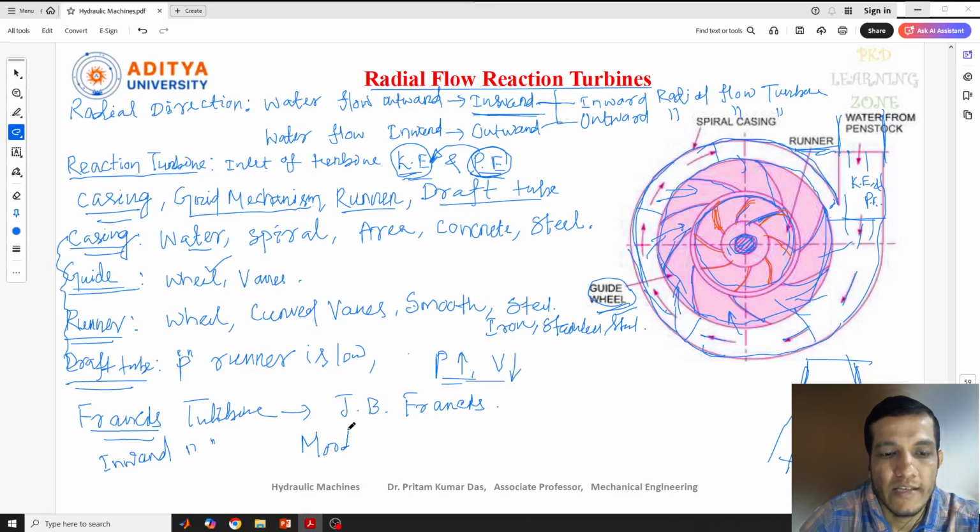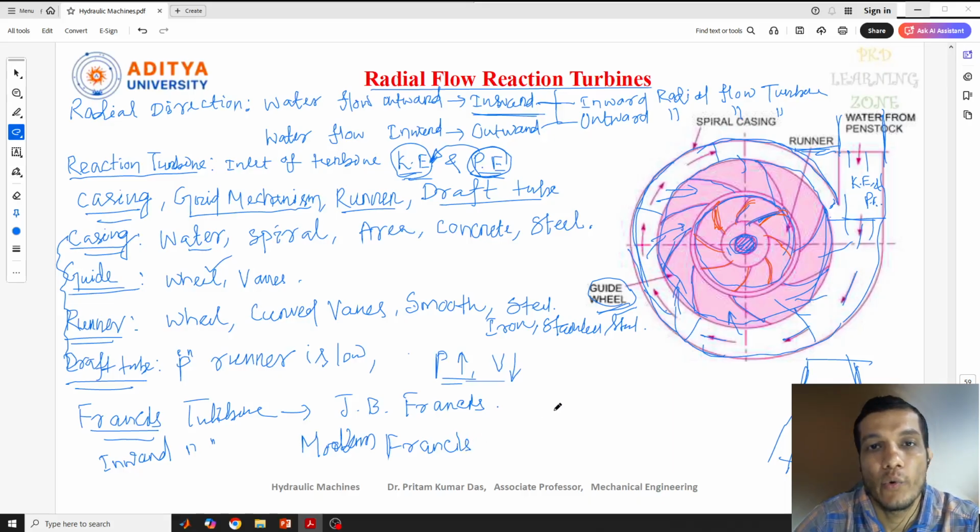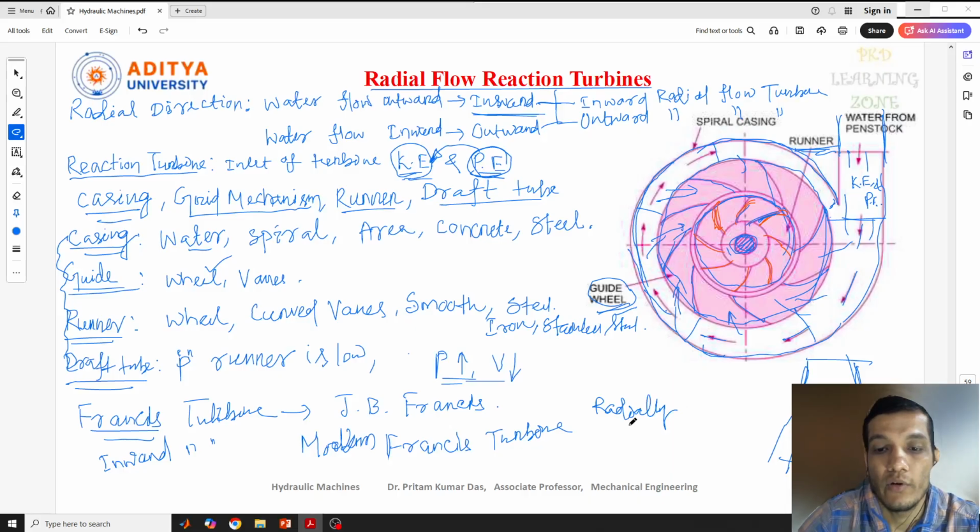In the modern Francis turbine, the water used to come radially and it used to go out axially. Okay, in the modern Francis turbine, the water used to come inside radially and it used to go out axially. That's why it is called mixed flow. Radially in, like inside, and when it is going outside, it's going axially.